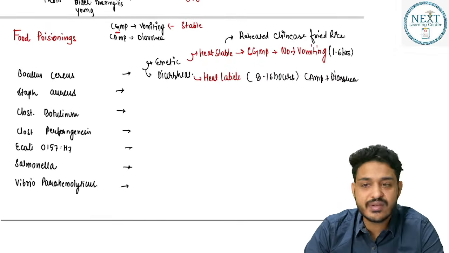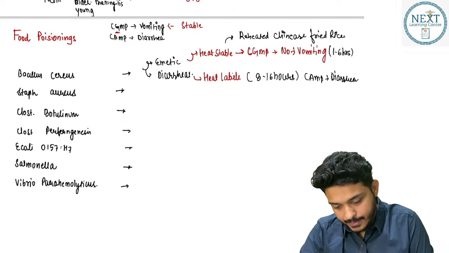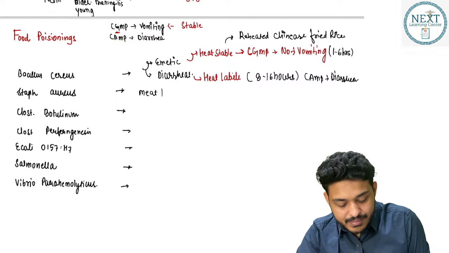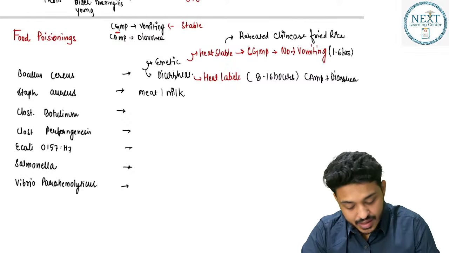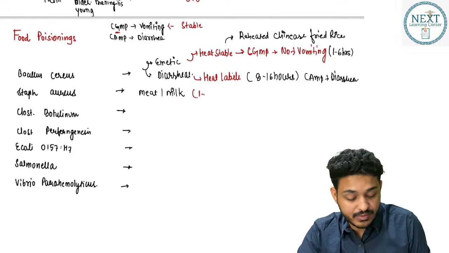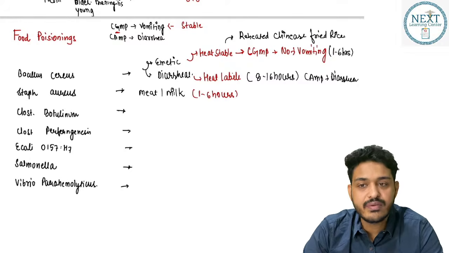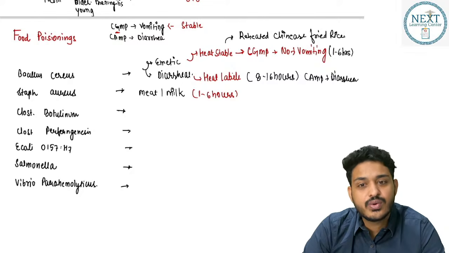What about Staph aureus? Staph aureus is associated with meat and milk products. They can give you pastries, they can give you chicken curries, anything related to meat and milk products. The incubation period for Staph aureus is within 1 to 6 hours. A person eats something in the night, and in the morning he will start to have bouts of vomiting. So this is going to favor what?